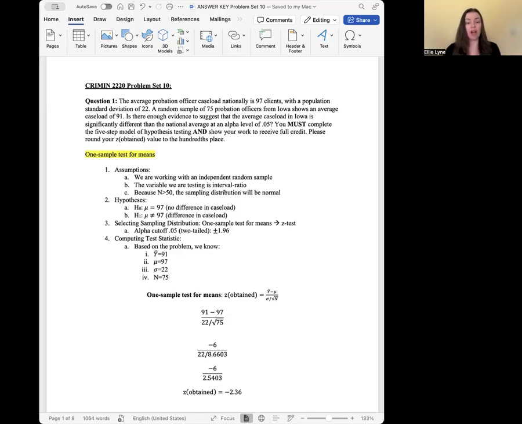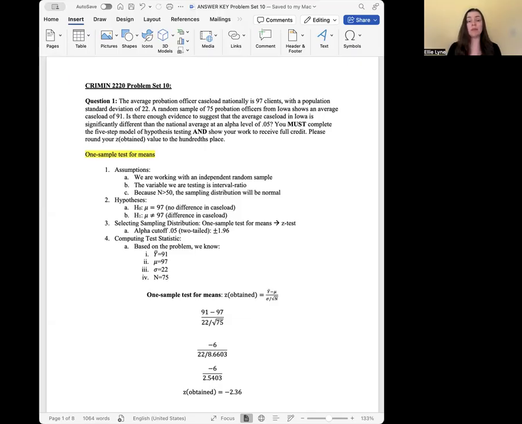The average probation officer caseload nationally is 97 clients with a population standard deviation of 22. A random sample of 75 probation officers from Iowa shows an average caseload of 91. Is there enough evidence to suggest that the average caseload in Iowa is significantly different than the national average at an alpha level of 0.05? You must complete the 5-step model of hypothesis testing and show your work to receive full credit. Please round your z obtained value to the hundredth place.